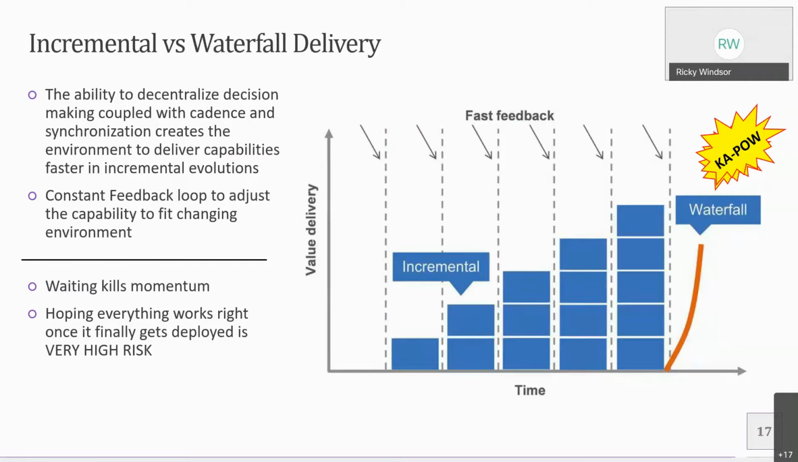But the point of this slide is really understanding that if you have short wins with quick feedback, it allows you to develop and deploy much quicker and get the capability on the ground without having as much high risk as hoping that everything works and then deploying and finding out there's many, many issues.